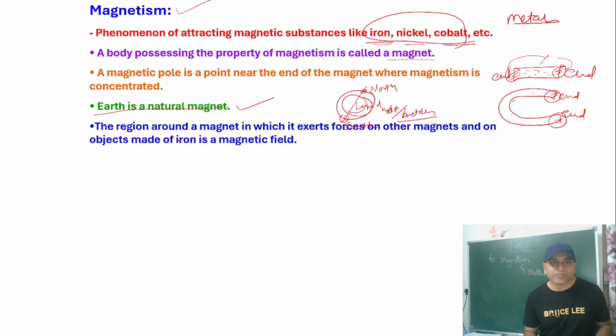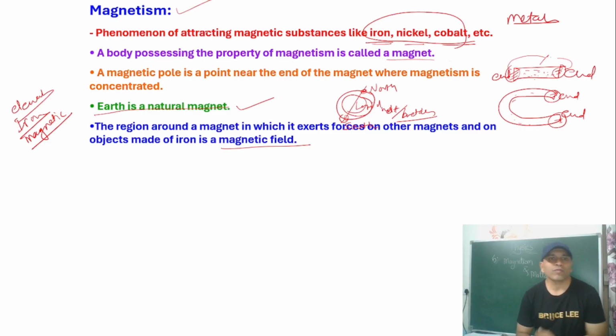Then next, the region around the magnet in which it exerts forces on other magnets and on objects made of iron is the magnetic field. So the region around a magnet in which it exerts forces on other magnets and on objects made of iron is a magnetic field. Iron is the element which shows the most magnetic behavior.